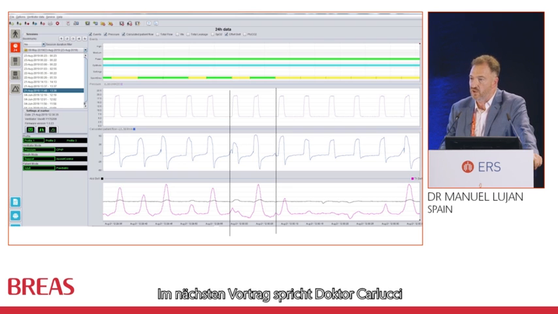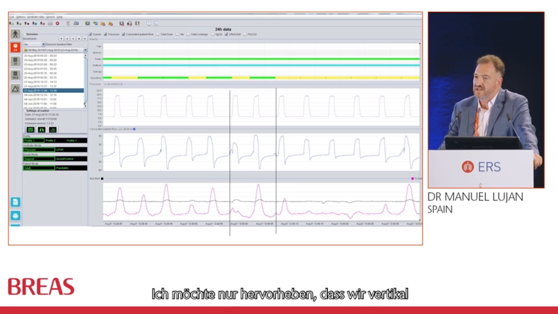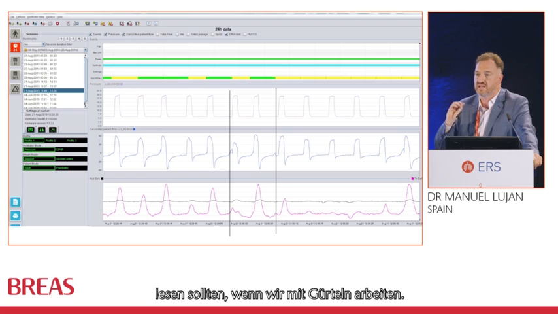In the next talk, Dr. Carlucci provides the name of this asynchrony. I'm only highlighting that we should read in vertical when we work with belts.